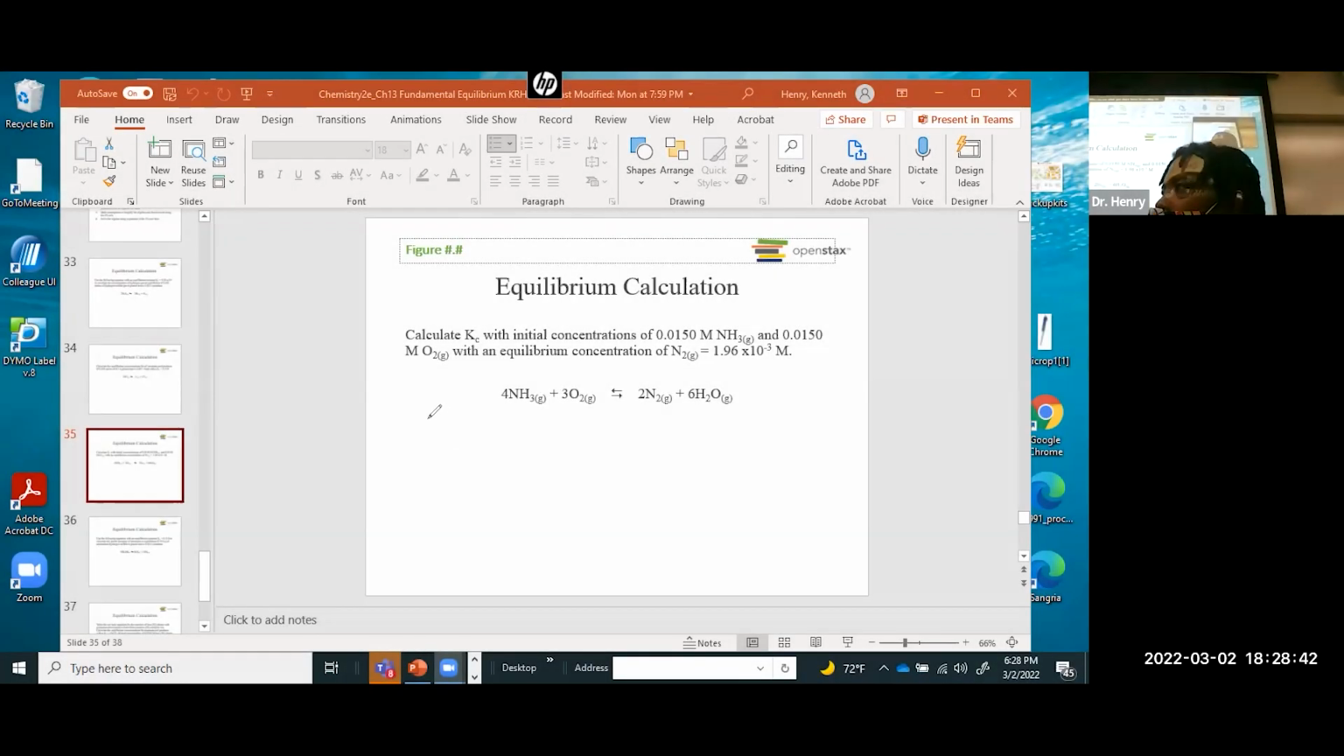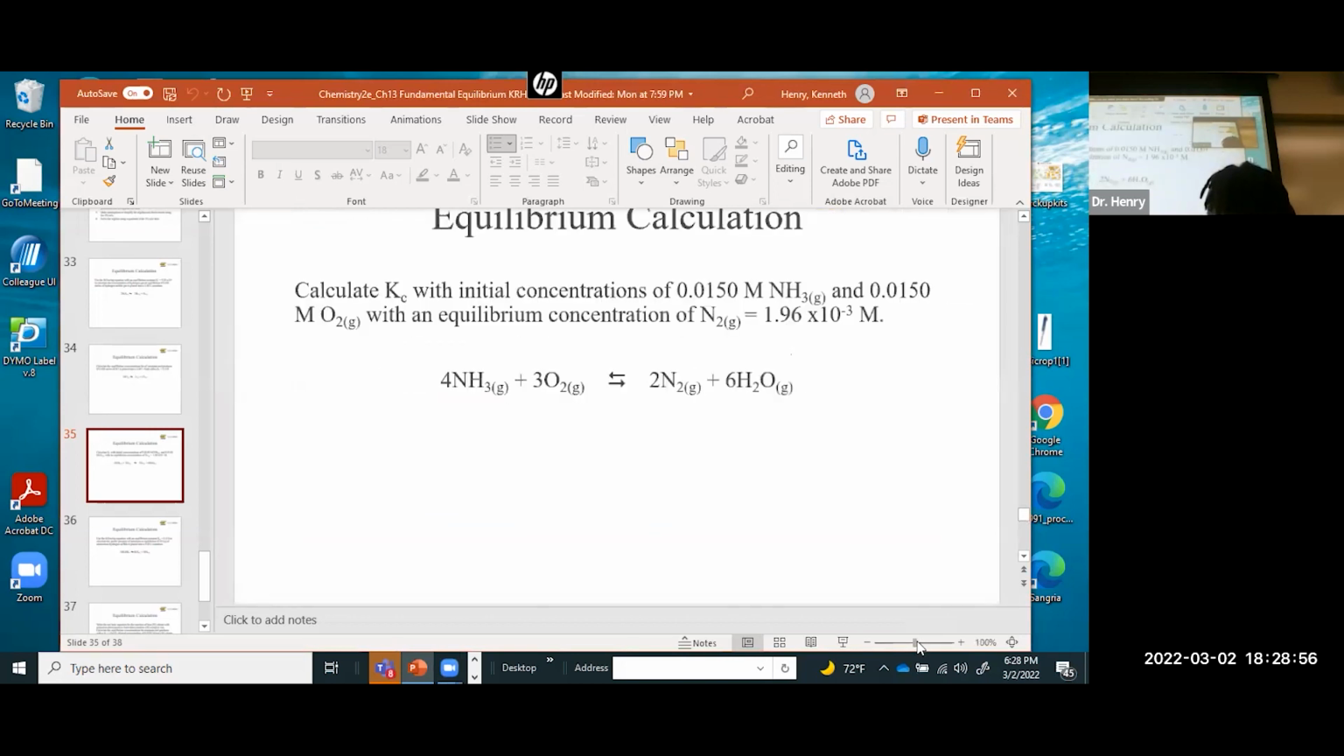Okay, so what's going to be our first step? Is this big enough? Can you guys see it? Bigger. Ice table. Okay.